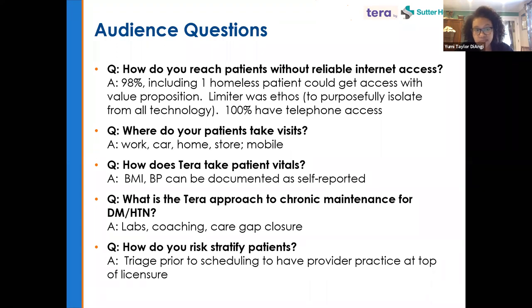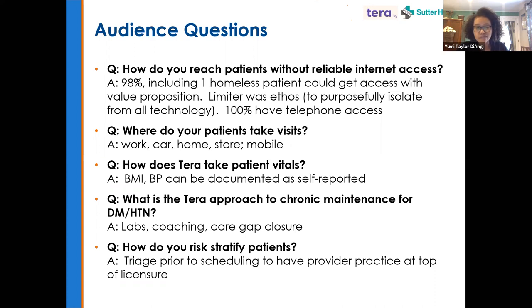Where do patients take their visits? Work, home, store. I had an 88-year-old woman whose first visit with me was while she was grocery shopping, in the checkout line. So you'll see some creative choices that patients make to do their visit with you. You can also have some very frank conversations with them when they're in their home setting or their car. Some very frank conversations, which happens, I think, when patients are in their element and comfortable.